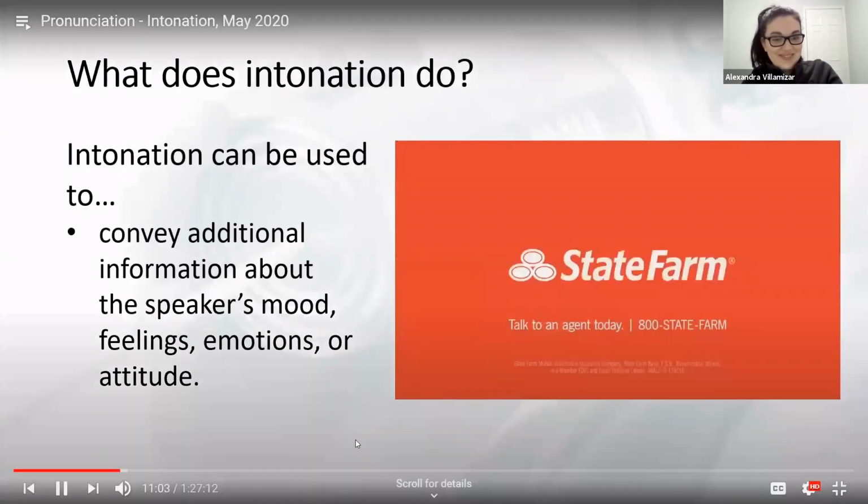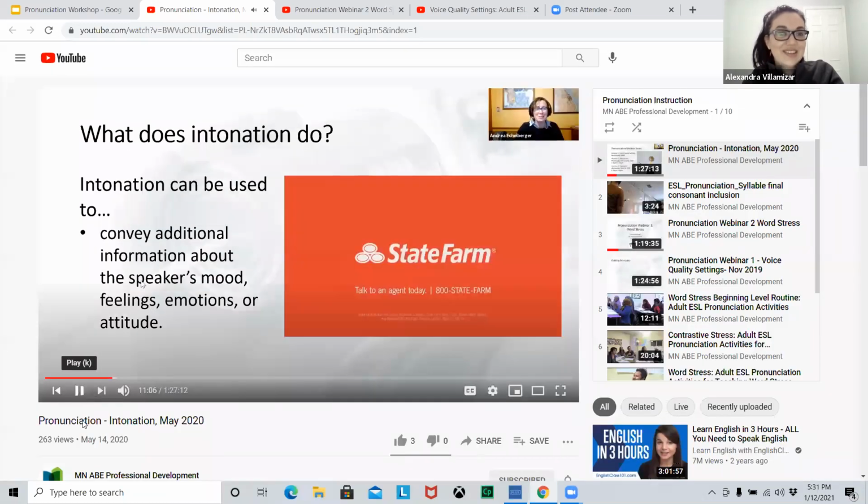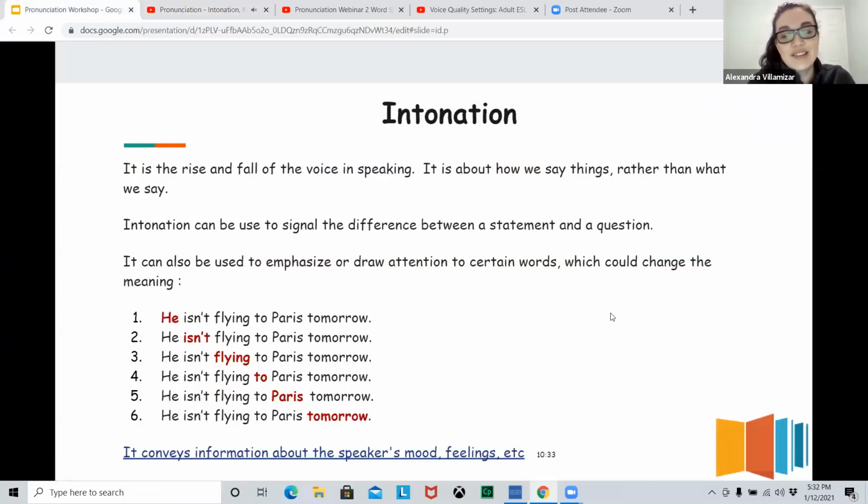State Farm. Right, so intonation. That is a good example of how intonation shows a different story. Okay. Any questions until now?